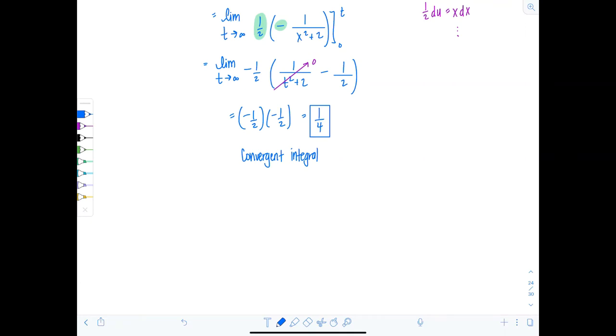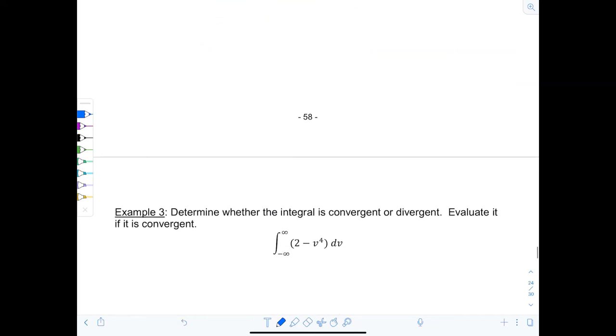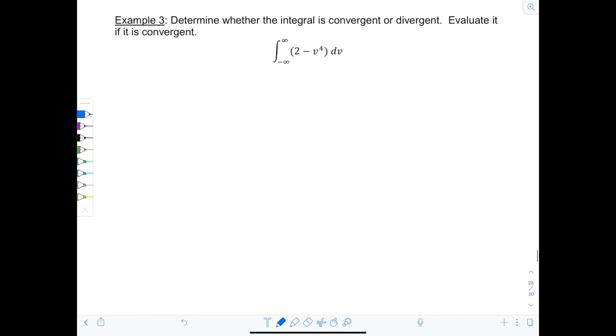Okay, nice. How are we doing? Let's look at the last possible scenario that could arise from this type 1, and that's when both the lower limit and upper limit are infinity and negative infinity. So what to do?